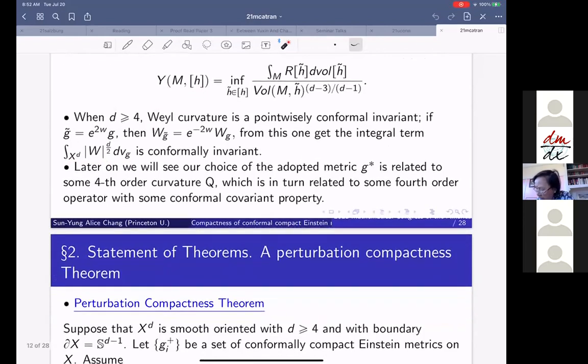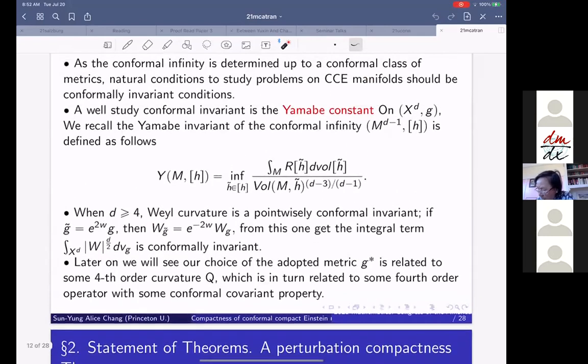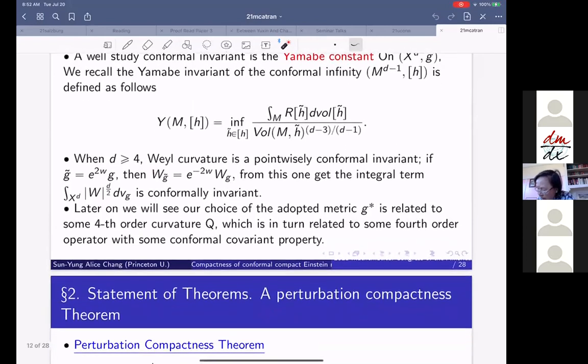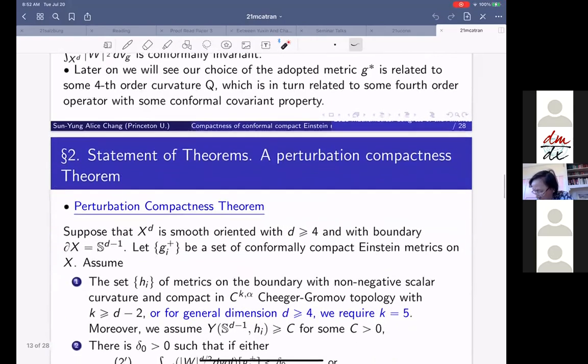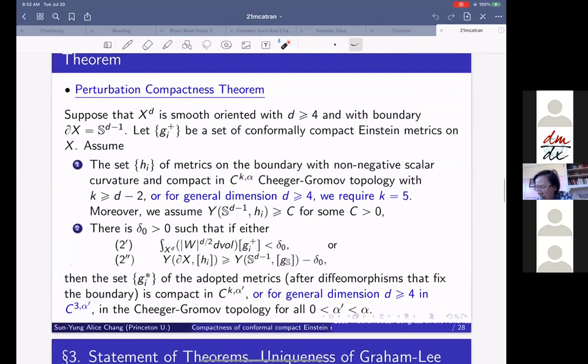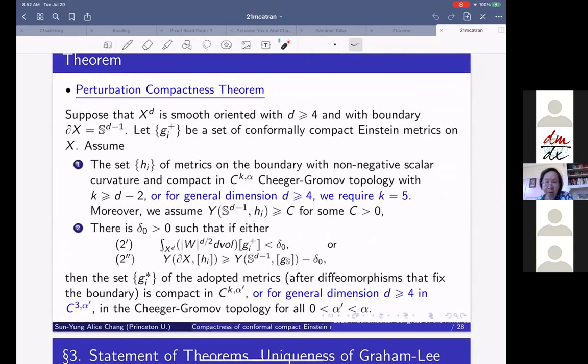And later on, we will see our choice of g star is related to the fourth order Q curvature, which comes from a fourth order conformal invariant. So we have a second order invariant, and we have an integral invariant, which comes from a pointwise invariant. And later on, we will see there is a fourth order conformal invariant. So with this setup, let me at least state the result which I want to cover today.